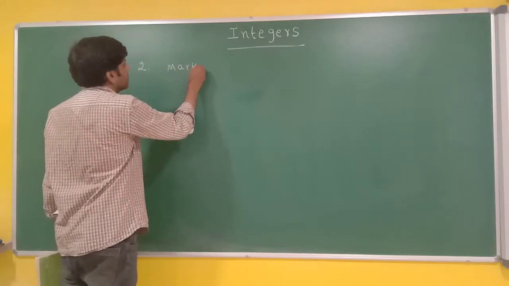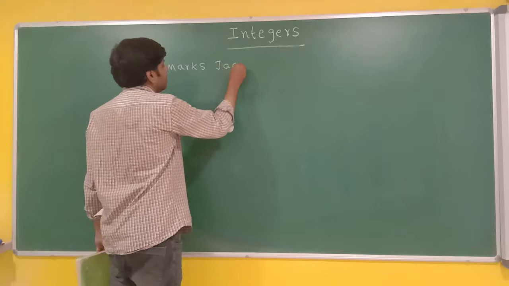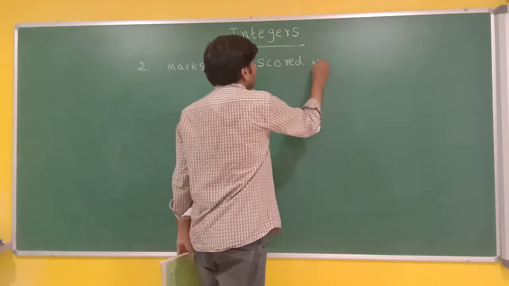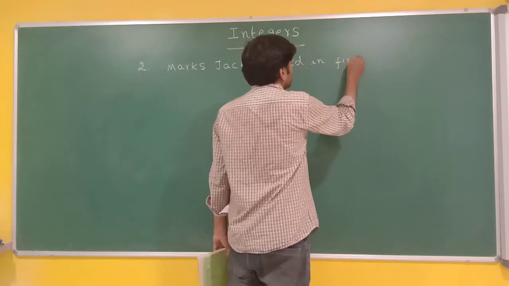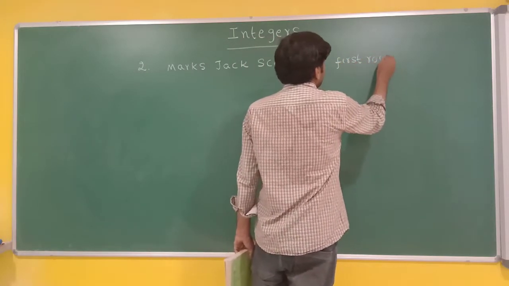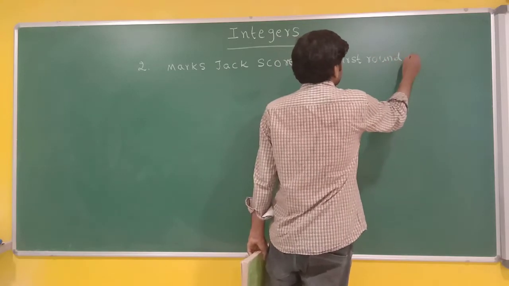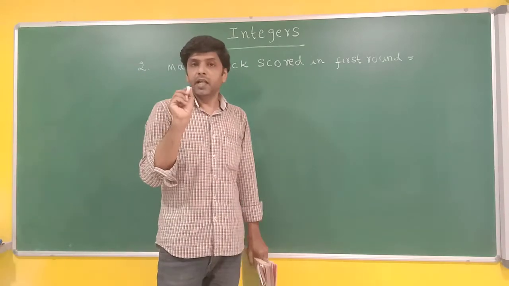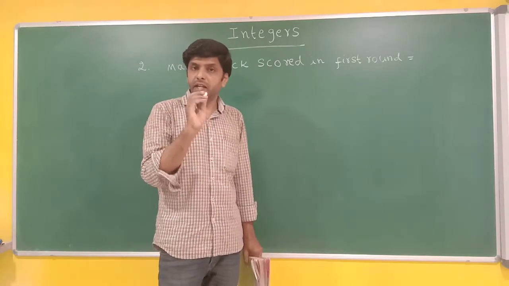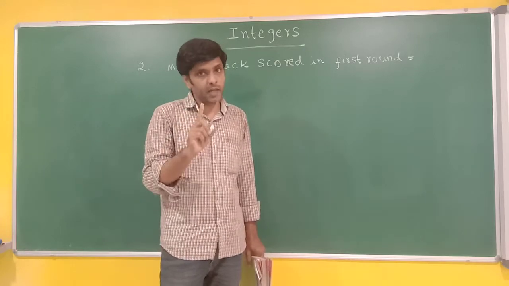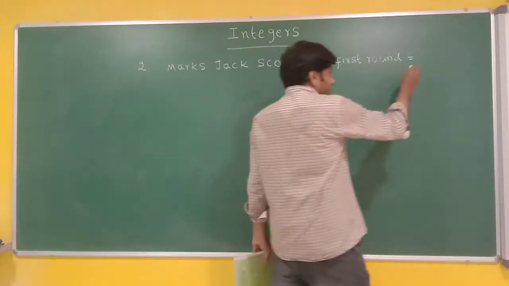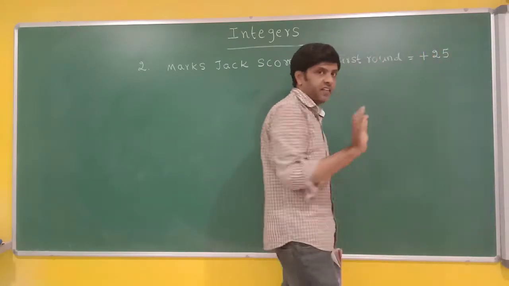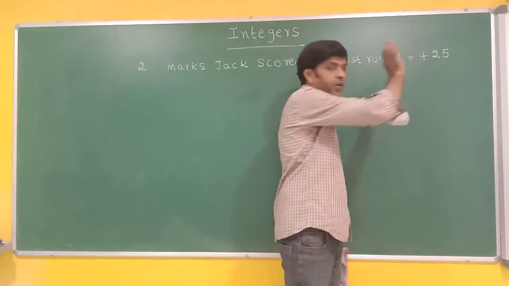Marks Jack scored in the first round. In the first round, how many marks did he score? It is 25. See, beside any number, if there is no sign, you should think that it is a positive number. Even if I don't write it, if I write only 25, you should understand that it is plus 25.